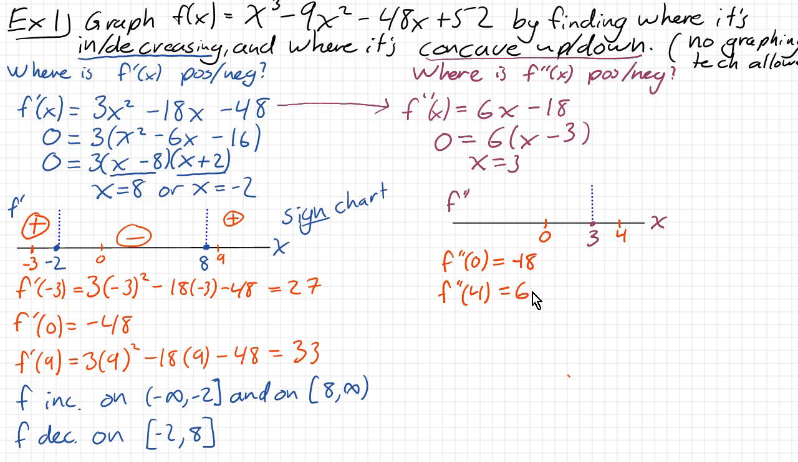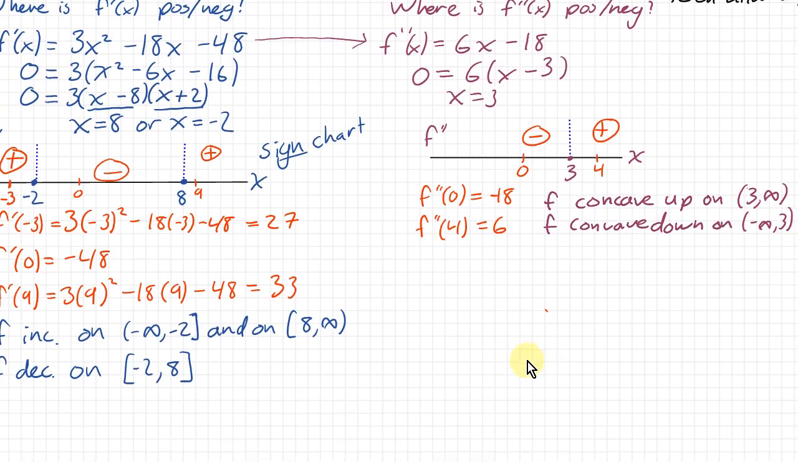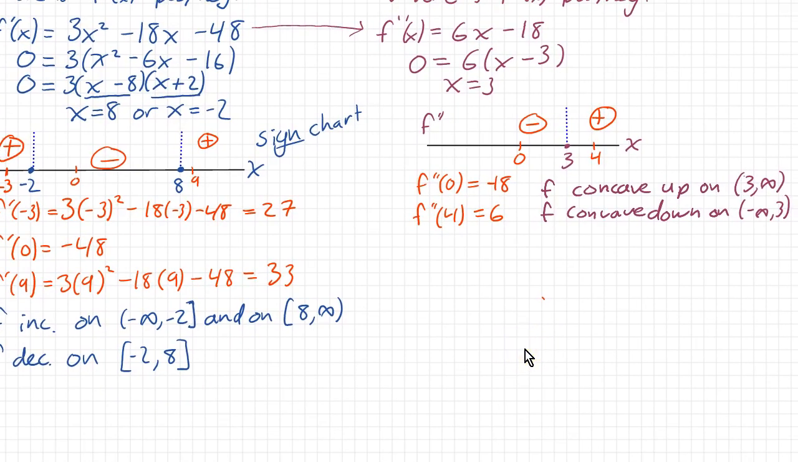So that means f double prime is negative for all values of x less than 3, and positive for all values of x greater than 3, because it can't cross at any other points. All right, so this tells us where f is increasing and decreasing, and where it's concave up and concave down. Let's just write that here. So we've got the intervals where it's concave up and concave down.